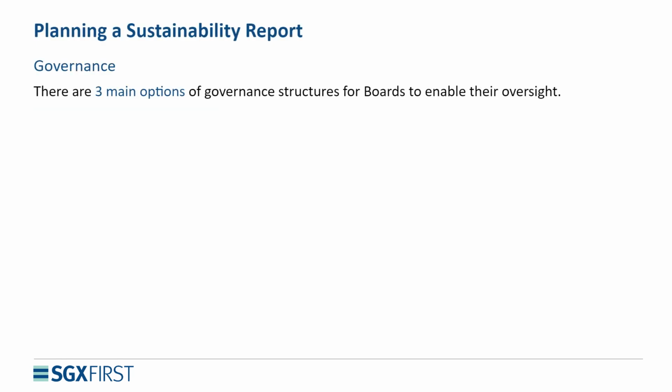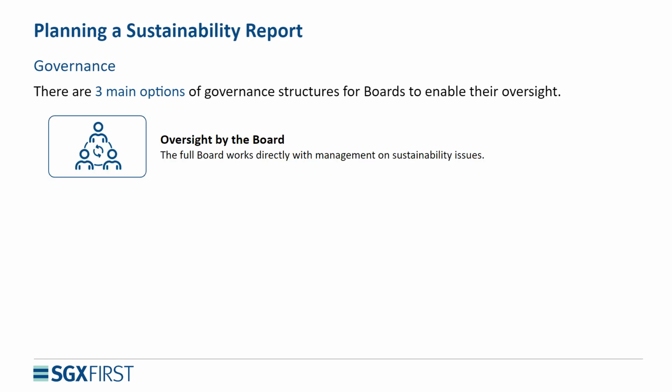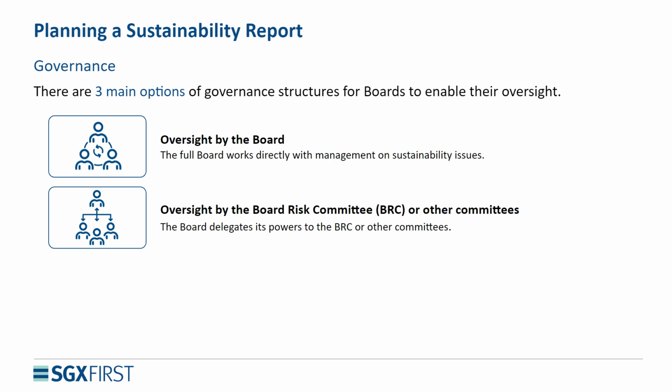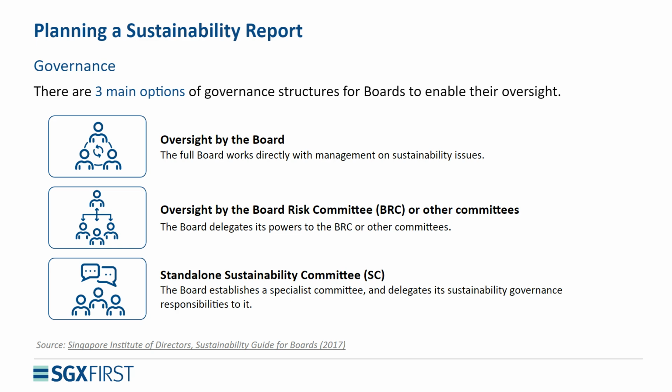There are three main options of governance structures for boards to enable their oversight. Oversight by the board. The full board works directly with management on sustainability issues. Oversight by the board risk committee or other committees. The board delegates its powers to the BRC or other committees. Standalone sustainability committee. The board establishes a specialist committee and delegates its sustainability governance responsibilities to it.